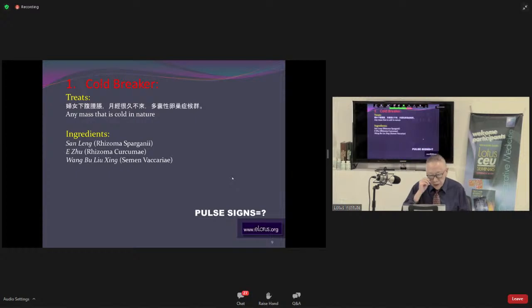Okay. So what a cold breaker is for is any mass that is cold in nature. Cold also combined with stagnation. So you can see in the previous ear, all those dark spots are cold. Then the ingredients are like this: 三联而足 and 王不留行. Don't use it for any possibly pregnant lady.